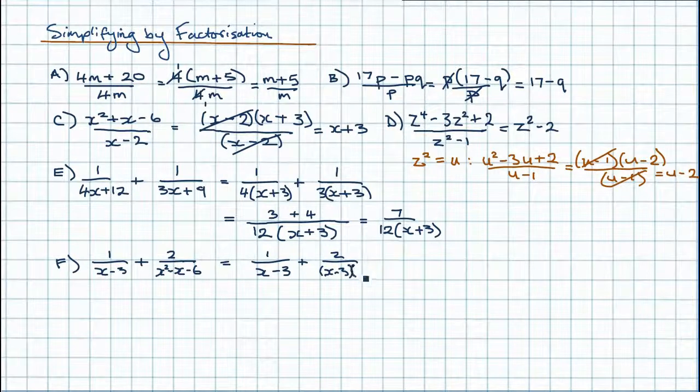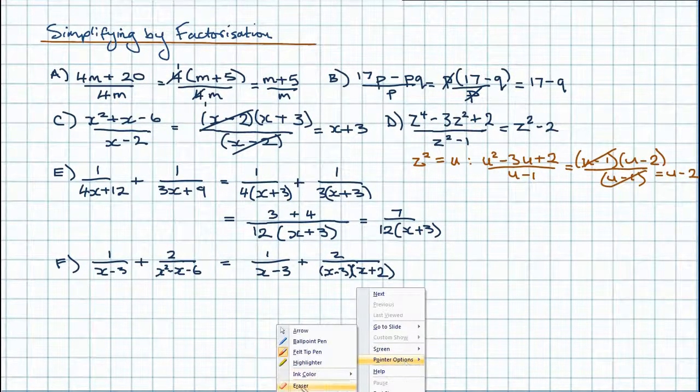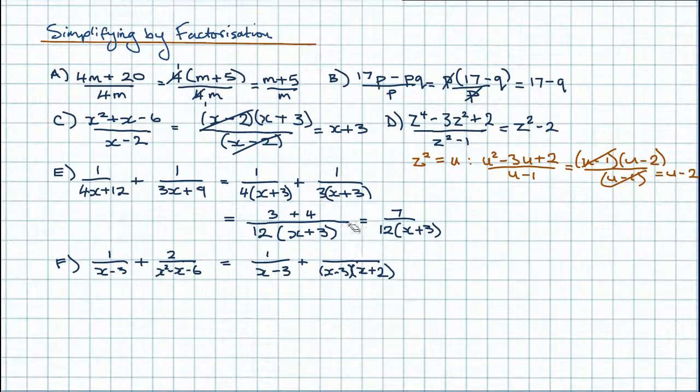Whoops, just put our brackets in like that. x plus 2. Let's just check. Minus 3 times 2 is going to give us our minus 6, and minus 3x plus 2x will give us our minus x term in the middle. So there we go. Let's just rewrite this a little so it's nice and clear.